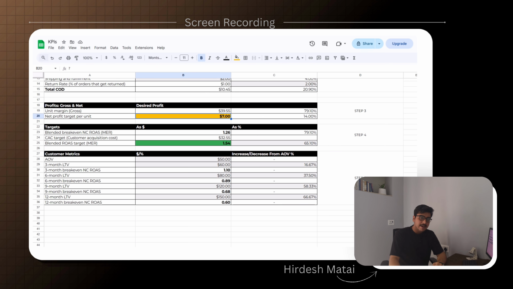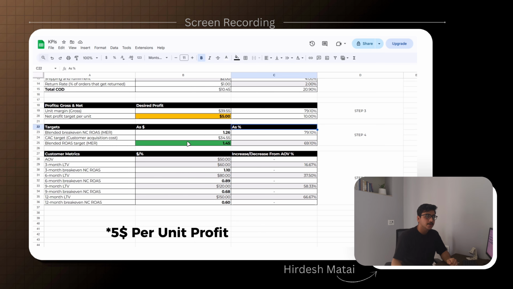So we divide your average product price from the CAC, customer acquisition cost, that was $32.55. That will give you 1.54 as your blended ROAS, market efficiency ratio, which you need to aim for to make $7 per unit profit on the return on ad spend of total. Now, if I change that $7 to 5, my CAC changes to $34.55, which will actually make my blended new ROAS target 1.45. Now, this was the minimum ROAS you need to target or aim for to make $7 per unit profit.